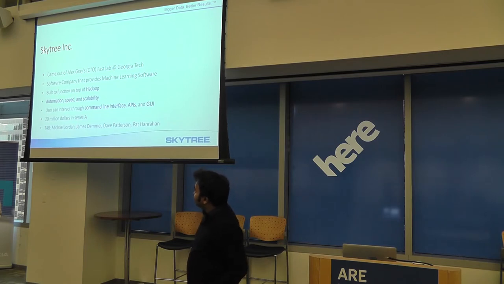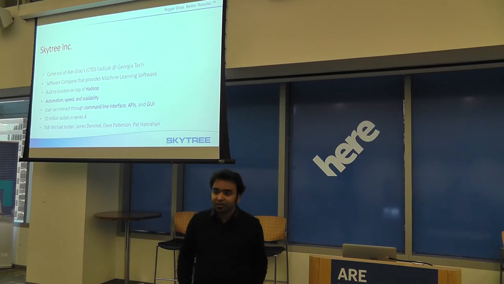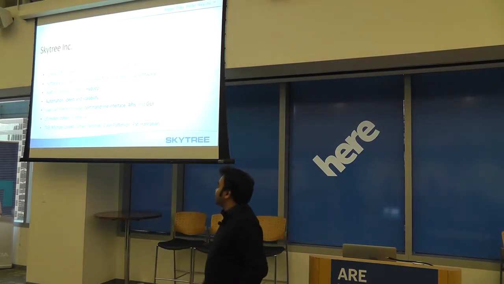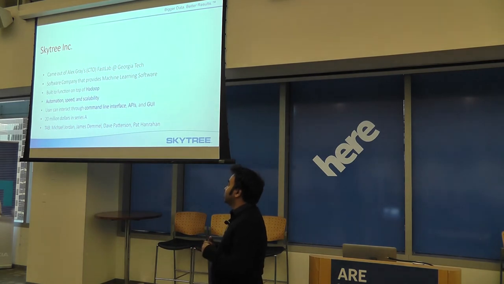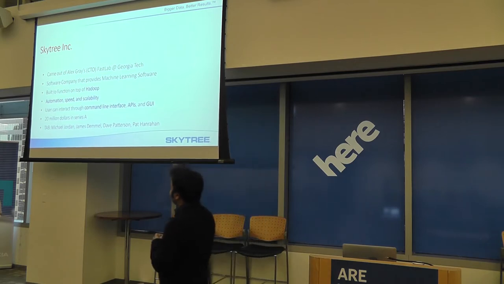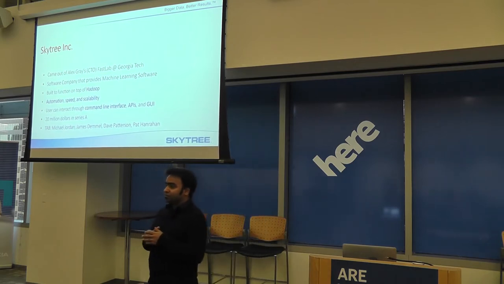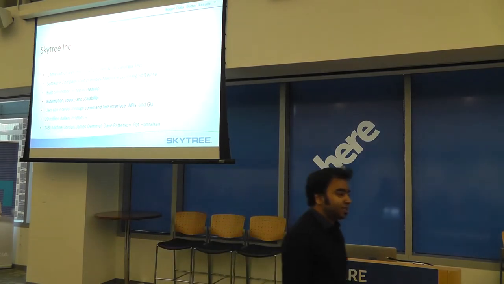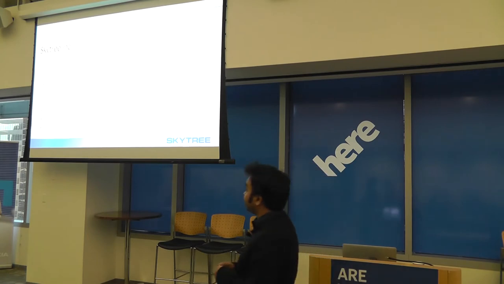That's a brief history. We're a software company. We were built to function on top of Hadoop. We understood very early that Hadoop was the way to the future, and hence we built from the ground up to work on Hadoop, thinking about how algorithms could be distributed. We were built for automation, speed, and scalability, so that you don't need a PhD in order to use machine learning or use the software.